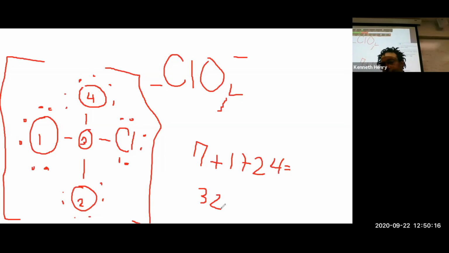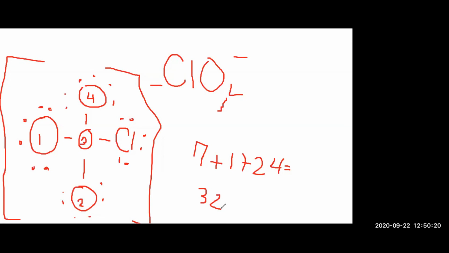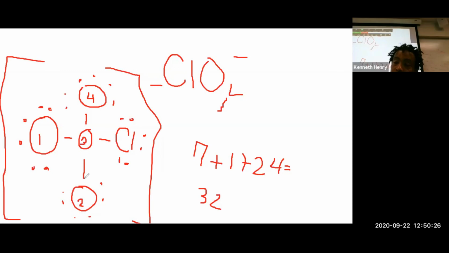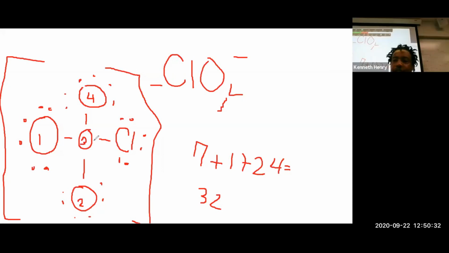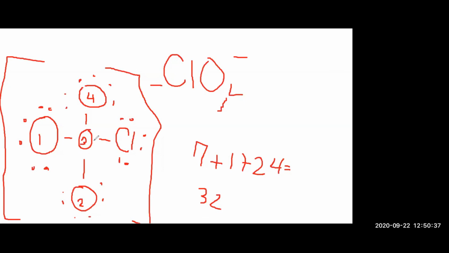Piece of cake? Yep. So with HF, what goes in the middle since they're both 1 away? Say that again. The next one is F. Which one goes in the middle because they're both 1 away? F and Cl? Wait, there wouldn't be a middle. Just kidding. Okay.